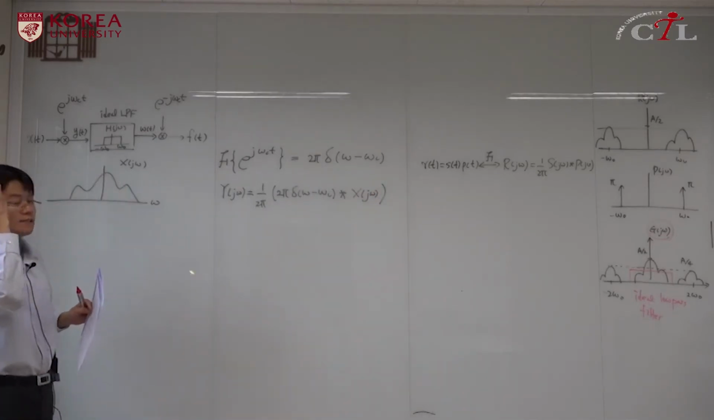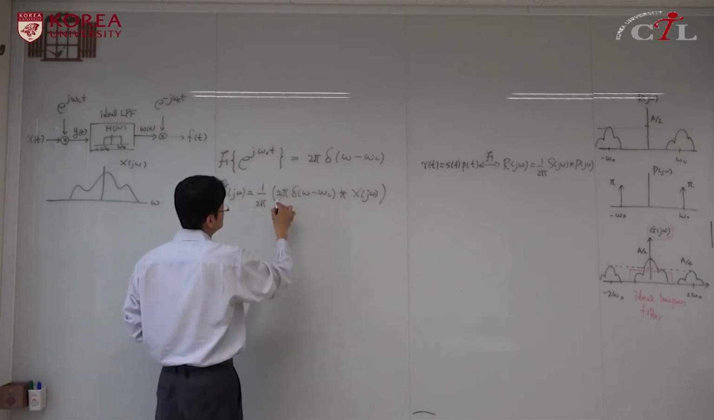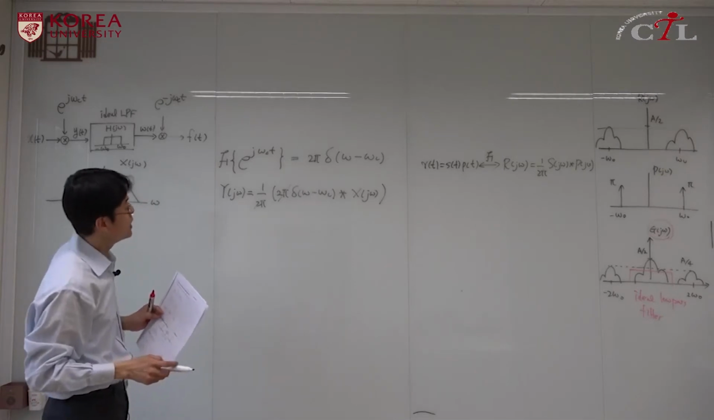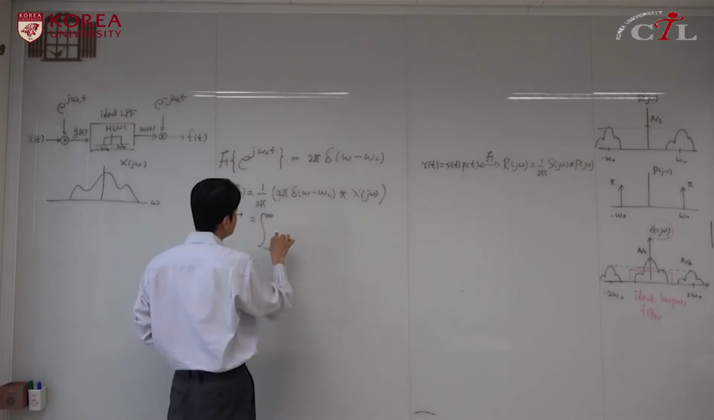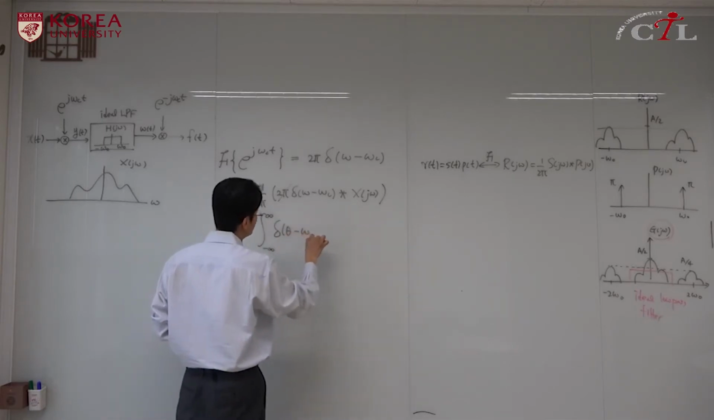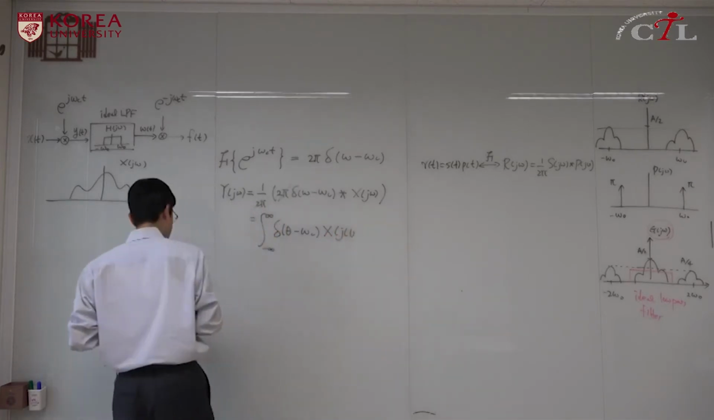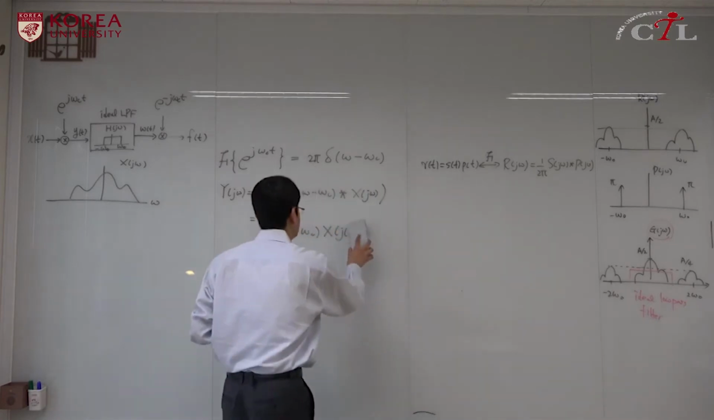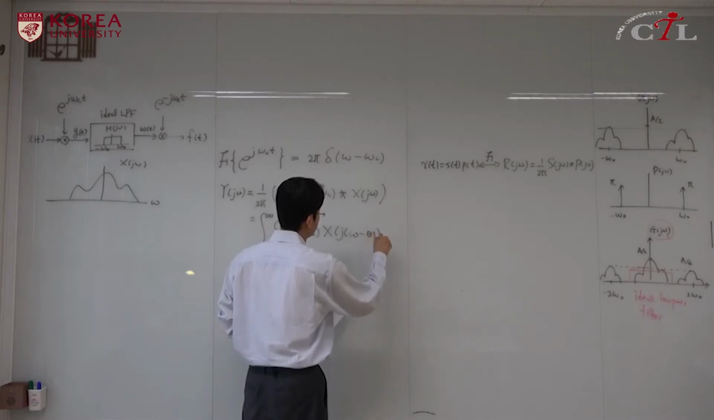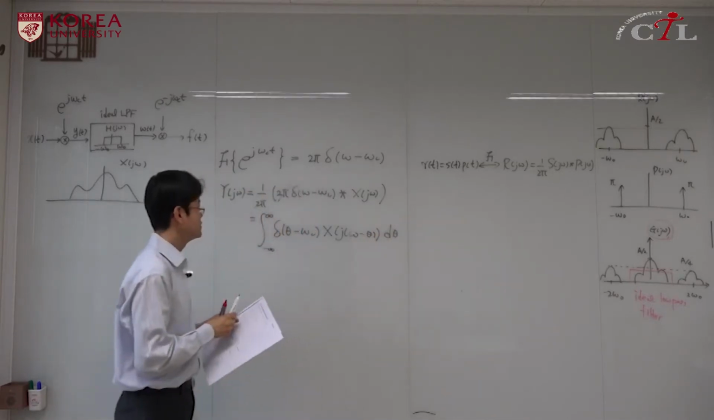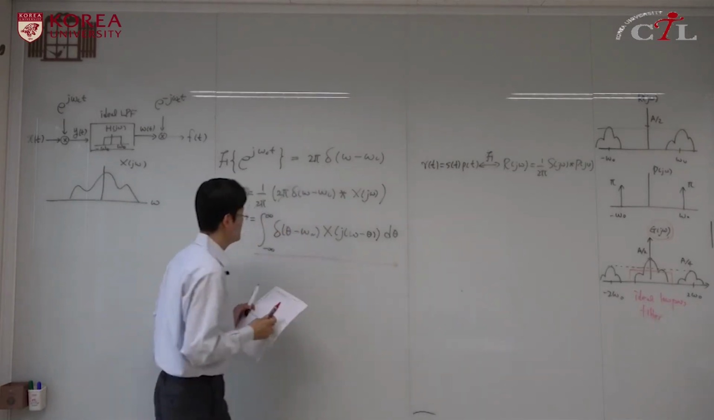Okay, this is Y(jω). Then the 2π will drop, and I do the convolution from minus infinity to infinity of delta(θ − ωc) X(j(ω − θ)) dθ. Okay, this is a convolution, and this is only valid when θ equals ωc.